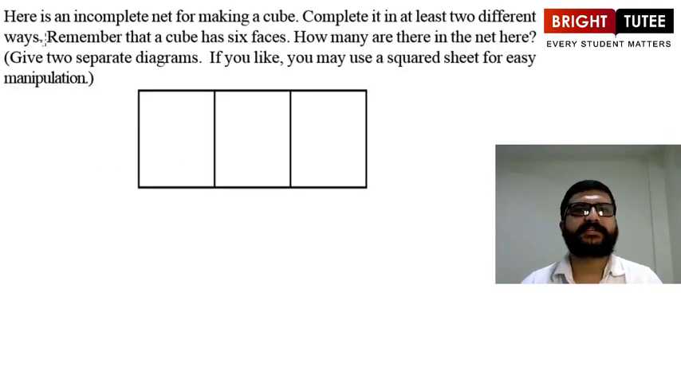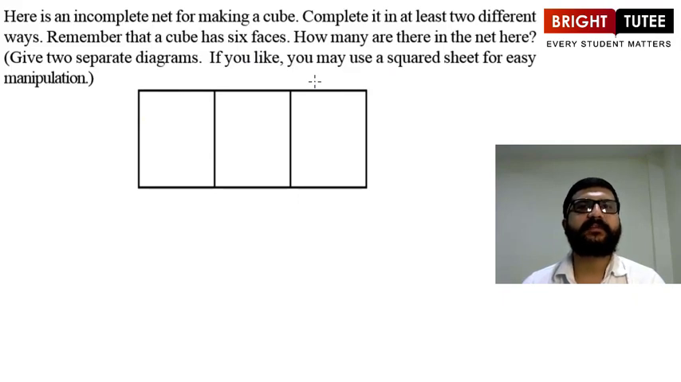Now here is the next question. The question is, here is an incomplete net for making a cube. Complete it in at least 2 different ways, remembering that a cube has 6 faces. We have to give 2 separate diagrams, and we can use a squared sheet as well.